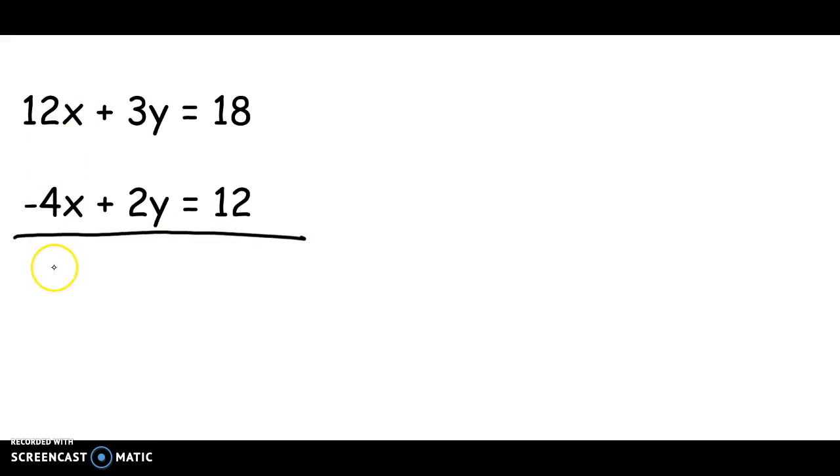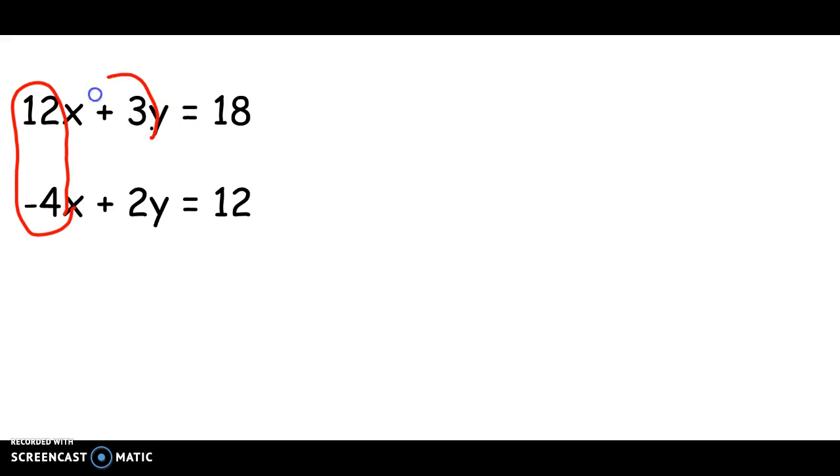Negative 12 and negative 4 would give me 8, and 3 and 2 would give me 5. So neither one of those is going to work. And you can do this in your head. I don't expect you to rewrite it. So I look, I have 12 and negative 4, and I have 3 and 2. Neither one of them are the same coefficient. So this is going to take a little bit more work than multiplying just by negative 1. So I look to see, are they multiples of each other?